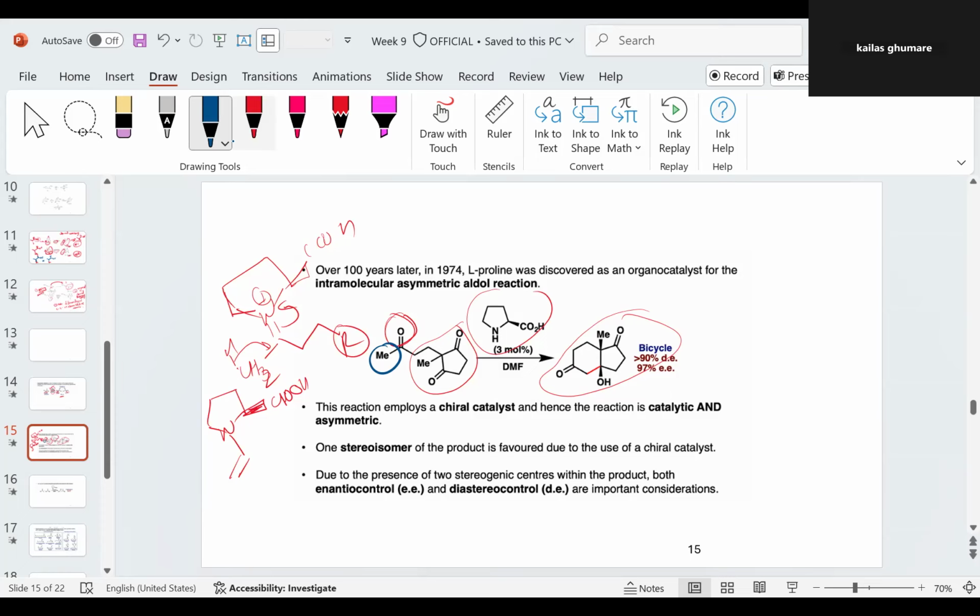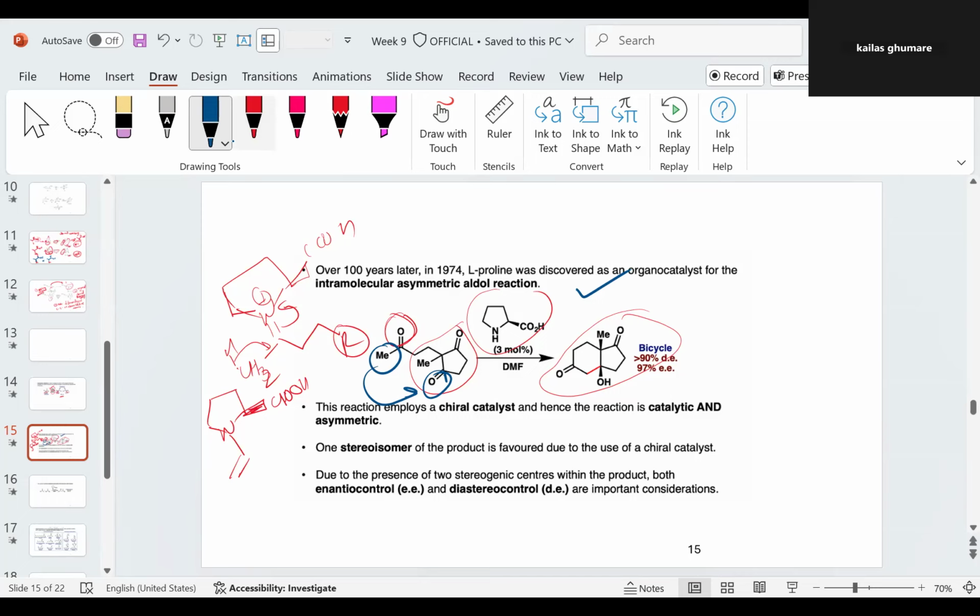we get, which carbonyl carbon? The carbonyl carbon which is here. So this is the carbonyl carbon to which it attacks, and we get the product. So this is the example of the use of the L-proline. We'll see more examples in the next few slides.